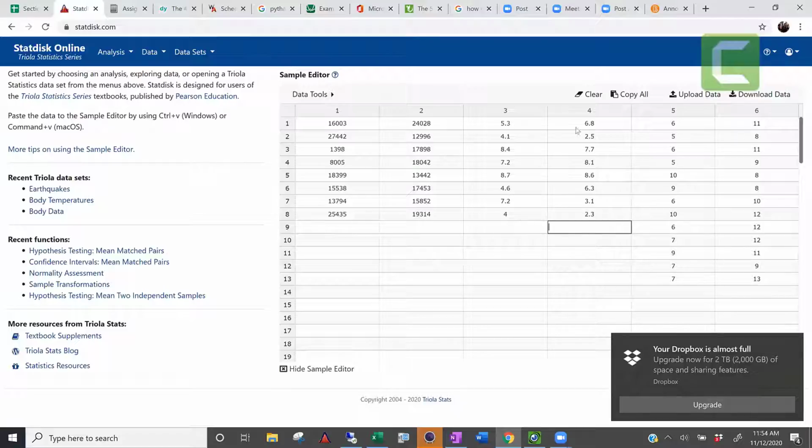So everyone keeping up that you've got the data stashed in your sample editor? Yep. Thank you.